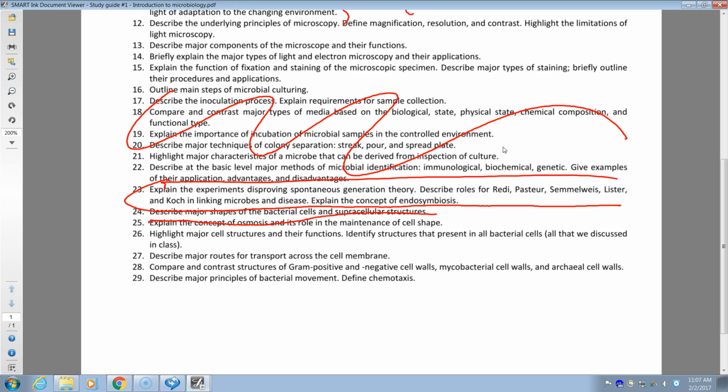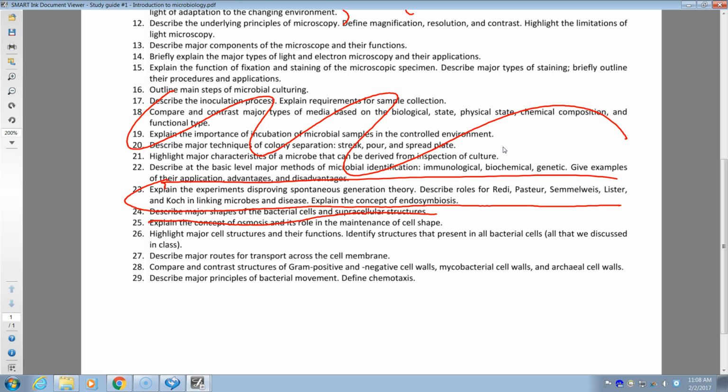24. Major shapes and supracellular structures. So major shapes. Spherical. Name. Spherical. Coccus. Rod. Bacillus. Curved rod. Vibrio. Something between spherical and the rod. Coccobacillus. And spirochete and spirillum are self-explanatory. Spiral.